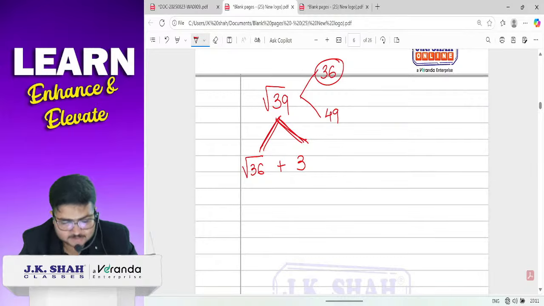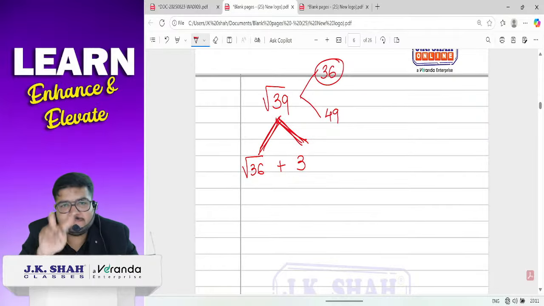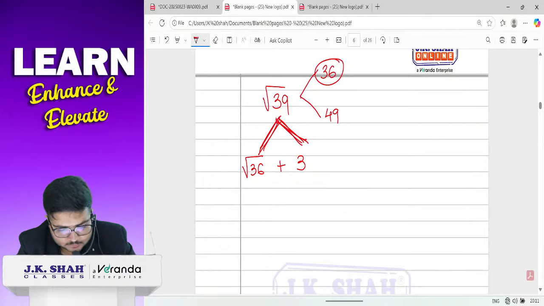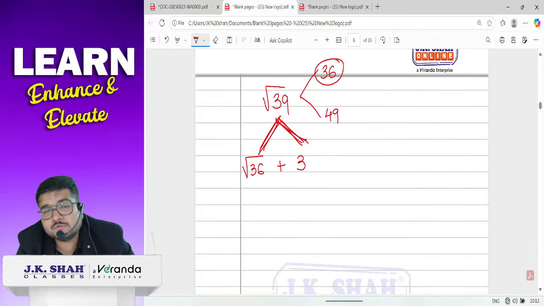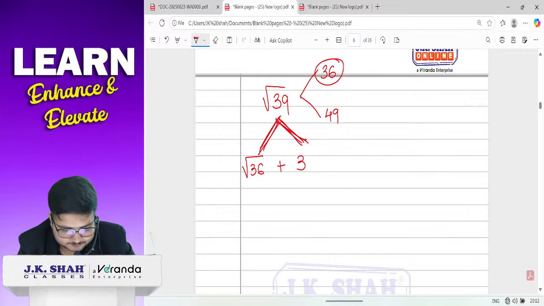Understood this? So now I have broken root 39 into two parts: root 36 plus 3. You don't have to put root in 3. You have to put root in 36 only. 3 ko root nahi lagana hai. Don't put root in 3. Understood this? Now we have split it into root 36 plus 3.